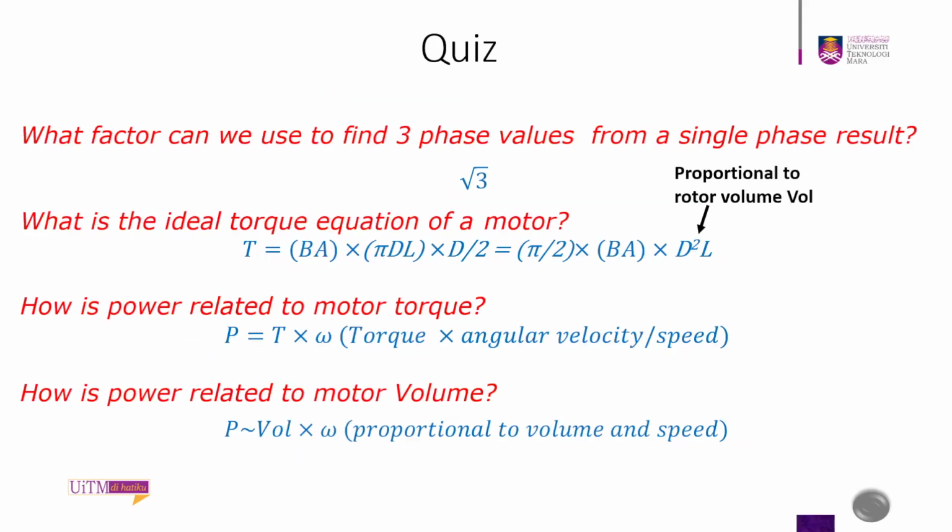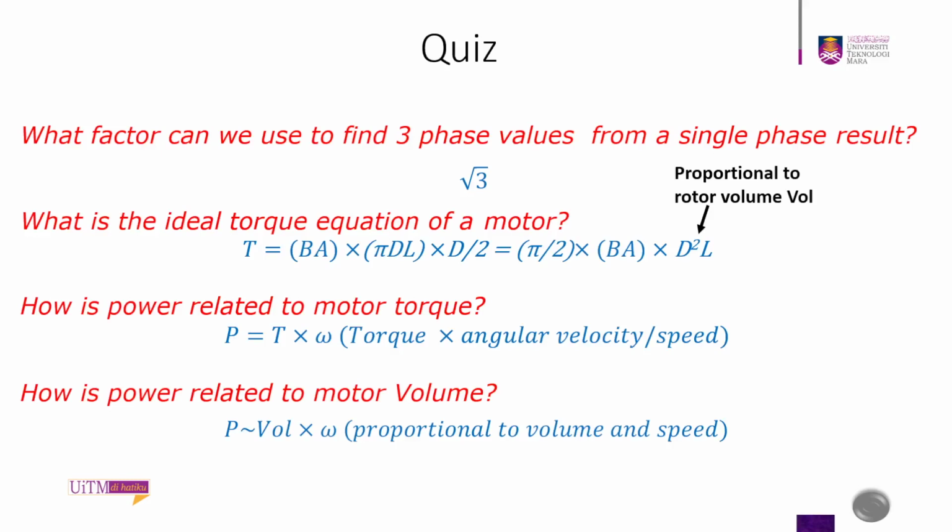So what factor can we use to find three-phase value? It's a root 3, isn't it? So if you have a star connected system, the line-to-line voltage will be equal to root 3 of the V phase. And if you talk about delta connections, the line current will be equal to root 3 multiplied by phase current. There are differences between star and delta connection.